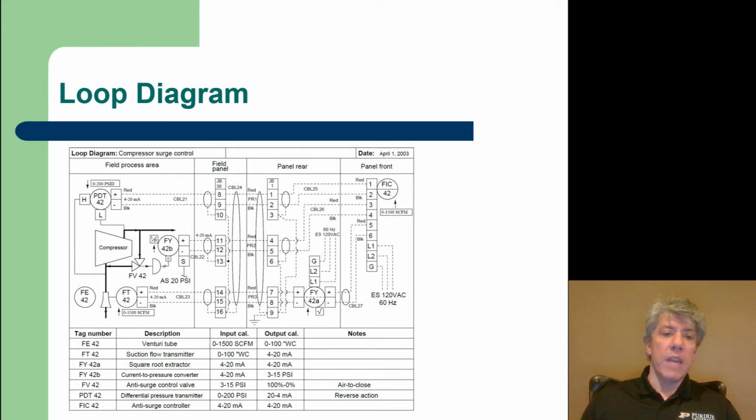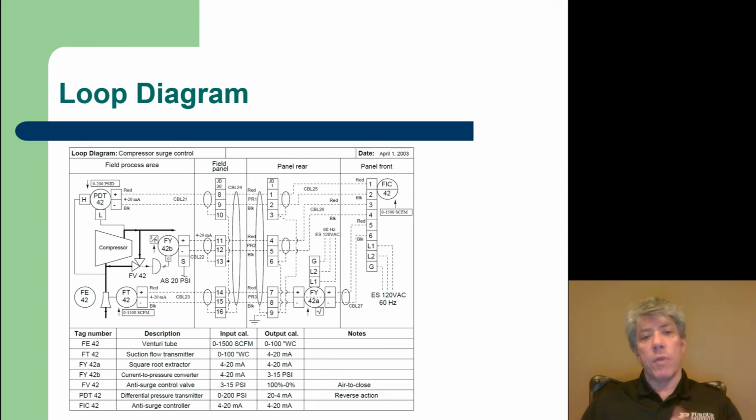So FV42, of course, is an anti-surge control valve, skipping down one row in the table. It accepts a 3 to 15 psi signal, and it outputs a 0 to 100%, closed to open or open to close. Let's see, 3 would be, yes, so it would fail open, so 100% open. So it requires air to close. There's a note there on the right that indicates that. So this would fail open.